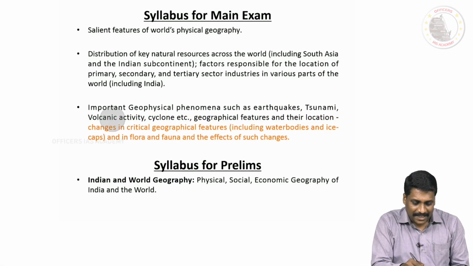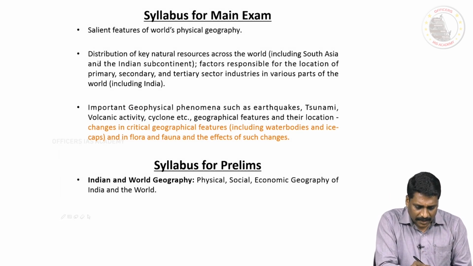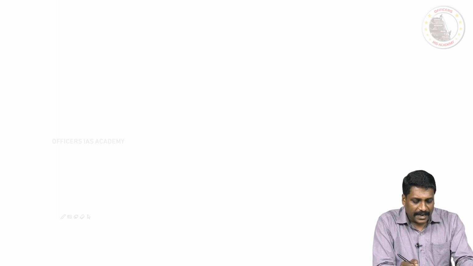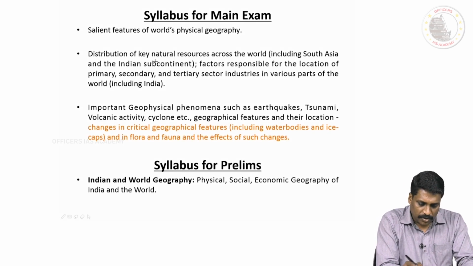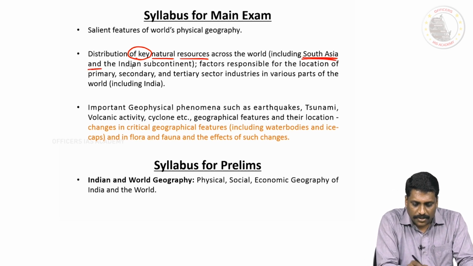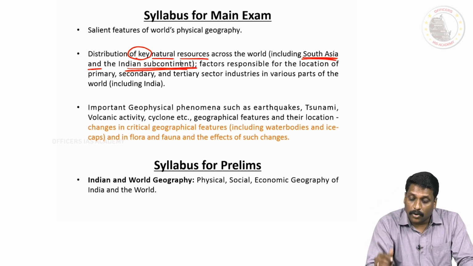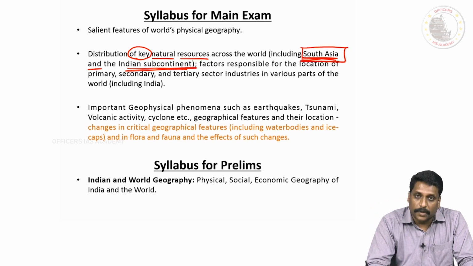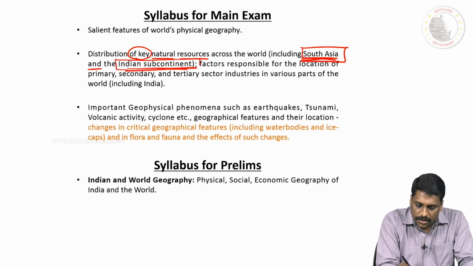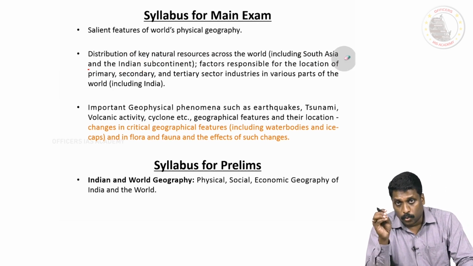Just move on to the second paragraph. The second paragraph is very easy. They say distribution of key natural resources across the world, including South Asia and Indian subcontinent. See, whenever something is given within the bracket, you have to give more emphasis to it. So the South Asian resources and Indian subcontinent resources have to be taken into consideration.